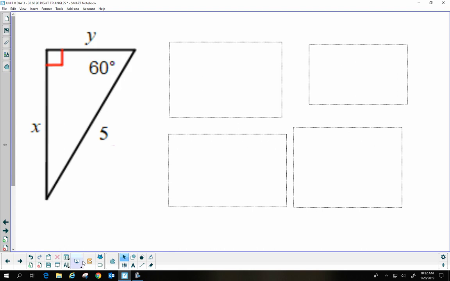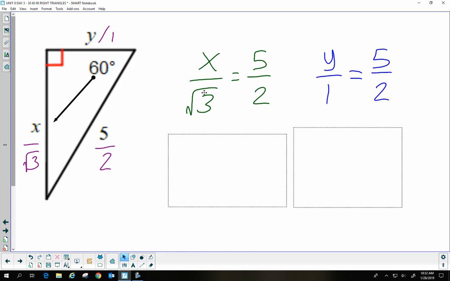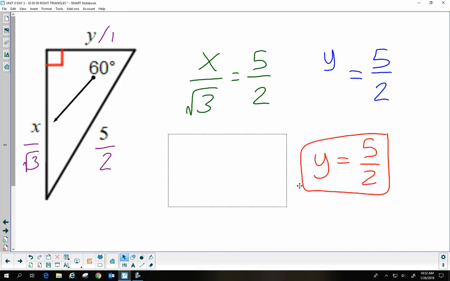So let's do one more together before I send you off to do one on your own. My side across from 60, I'll divide by root 3. My hypotenuse, I'll divide by 2. And my other side, I'll divide by 1. So I'll use those fractions to set up my two proportions. I'm using the 5 over 2 both times because there's no variable there. I'm going to solve for y because I think that's easier. We don't need that divided by 1. And so we end up with y being 5 over 2.